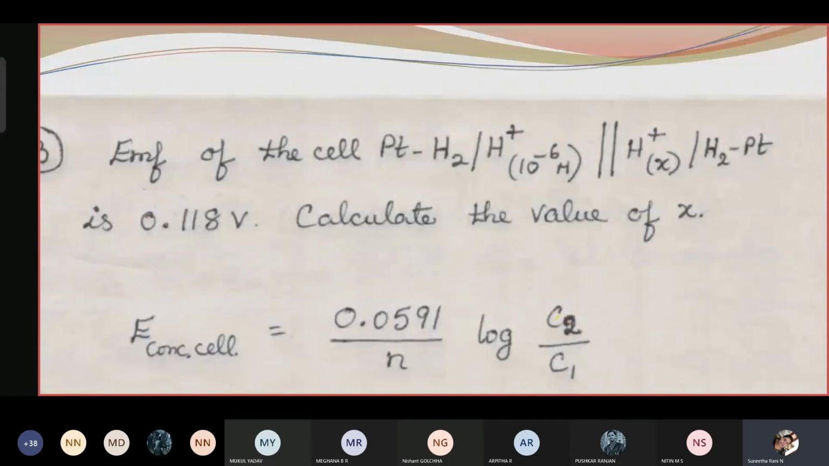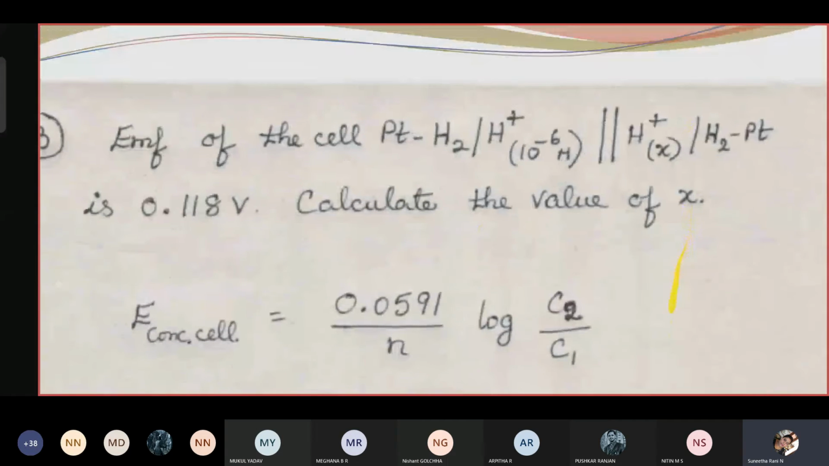Written the question? Yes, ma'am. Yes. Now, after writing this, what have they given? They have given the EMF of the cell, that is 0.0118, and you have to calculate the X concentration. Calculating X means you have to calculate C2, that is the cathodic species. That is C2 you have to calculate.